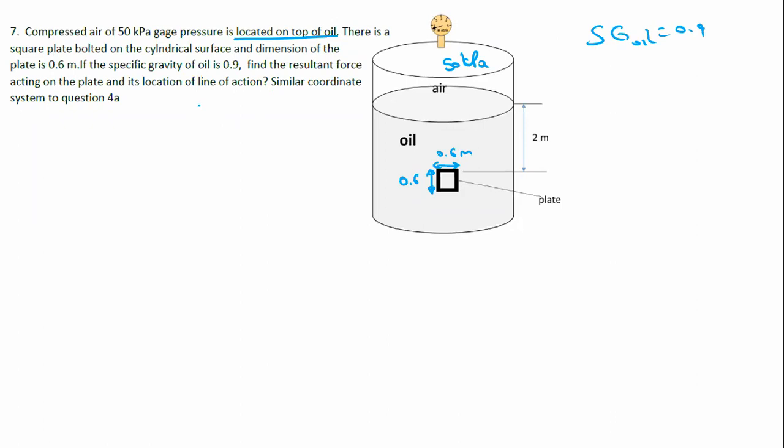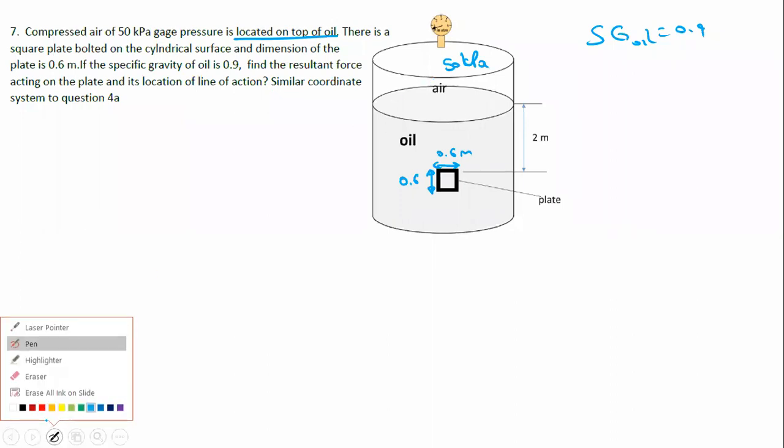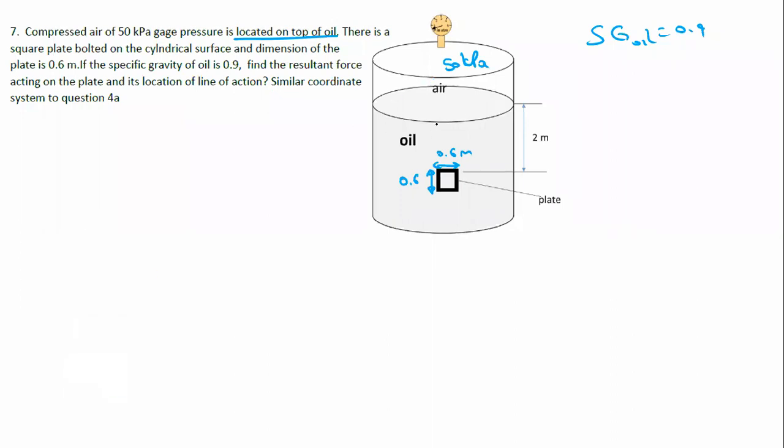Similar coordinate system to question 4A. So it says that you will use the coordinate system which is very similar to question 4A. And in that question, the coordinate system was something like this one. This one was the y-axis and this one was the x-axis. So let's start the solution process. We will first start with the FR value here.